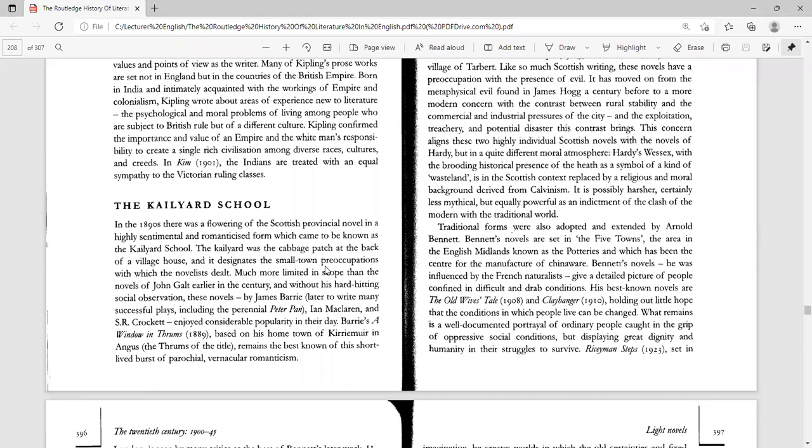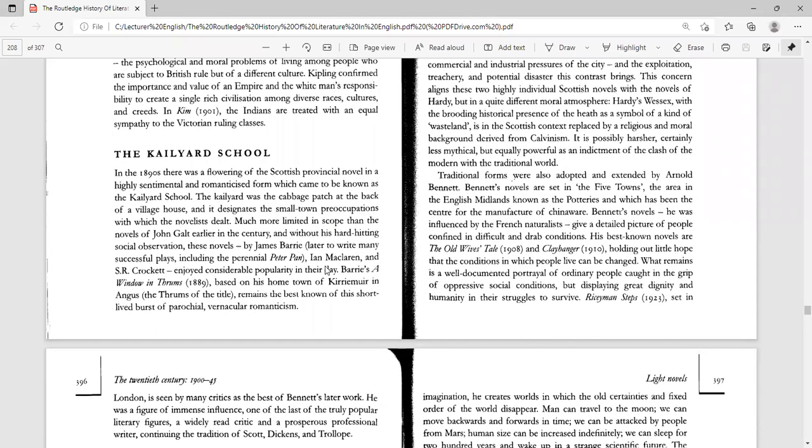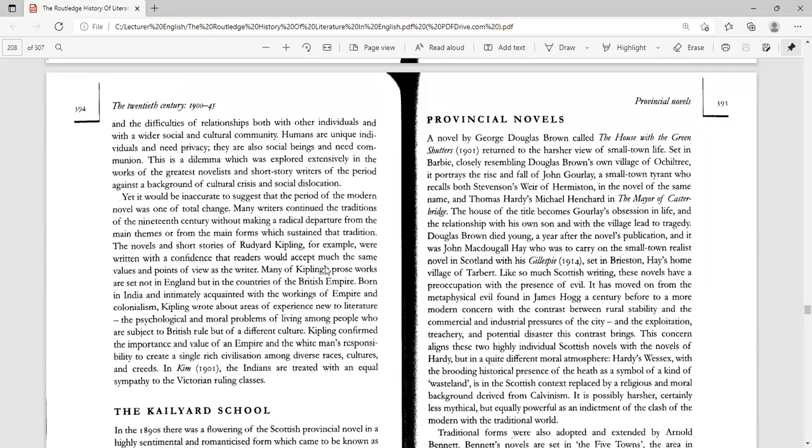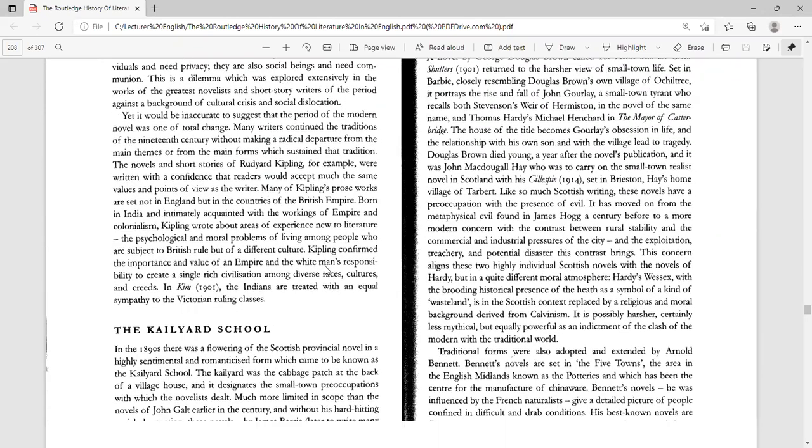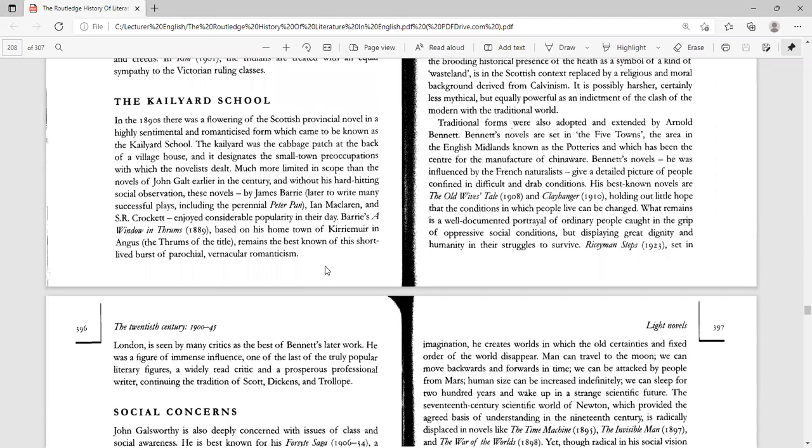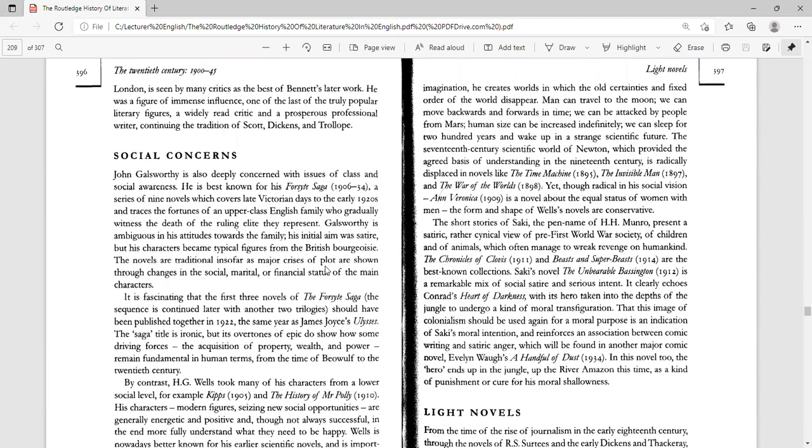Galliard School is a Scottish provincial novel that is known for the high sentimental and romanticized form. Most of these novels are not our concern, so I skip provincial novels and Galliard School.